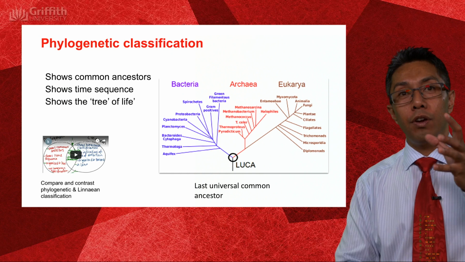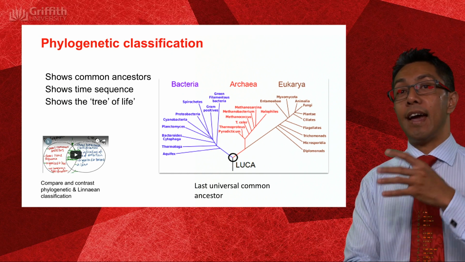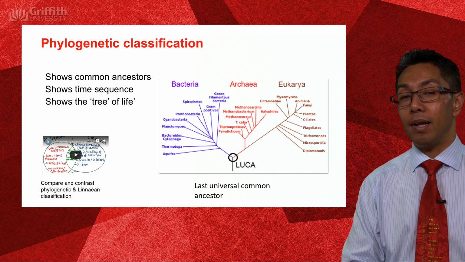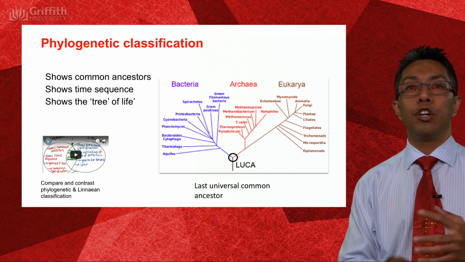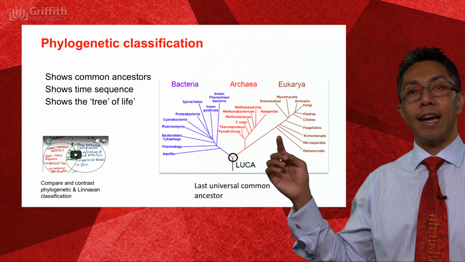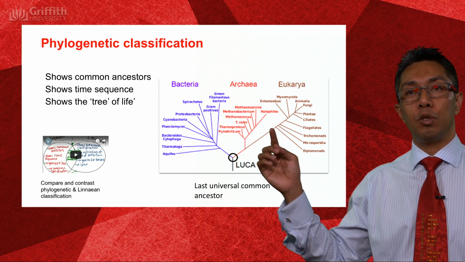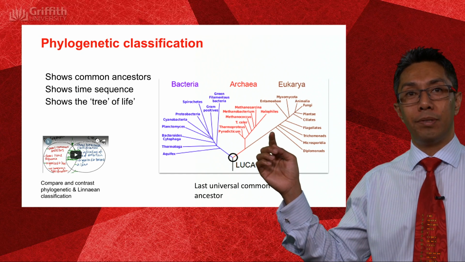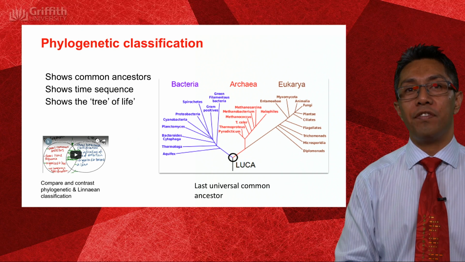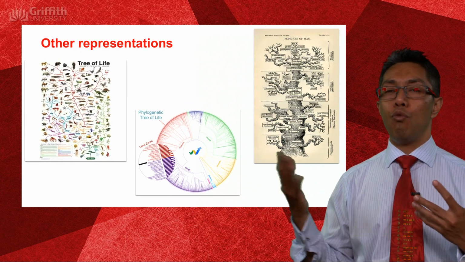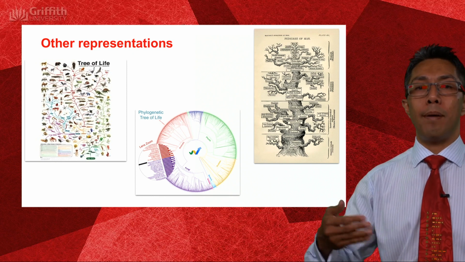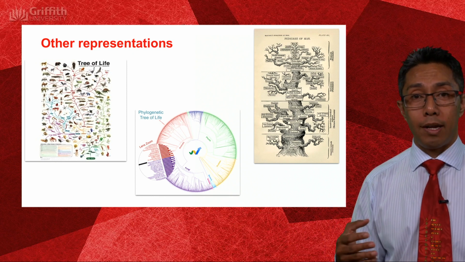Yeah? So what's really good about this is that it shows common ancestry, whereas when we look at Linnean classification, that's not as obvious. There's a time sequence indicated by the distance between branches and nodes, and also it shows more accurately the tree of life. So on that tree of life, there are a whole range of representations, and that notion of the tree of life goes all the way back to Darwin's early writings.